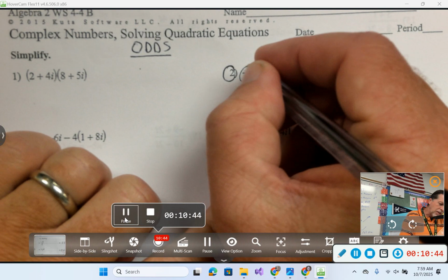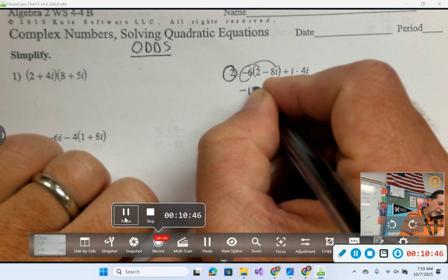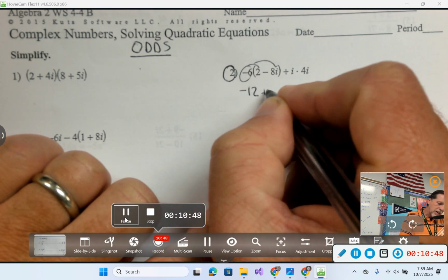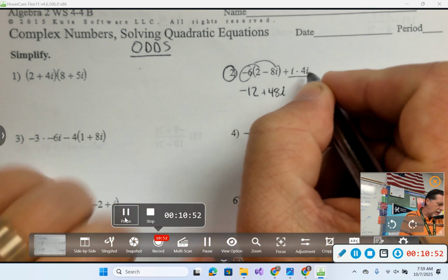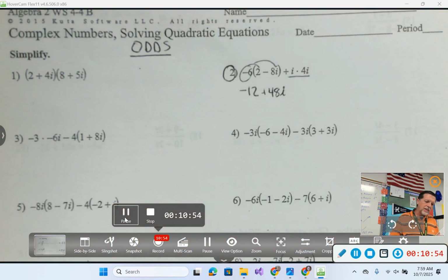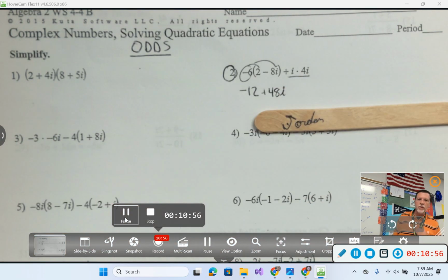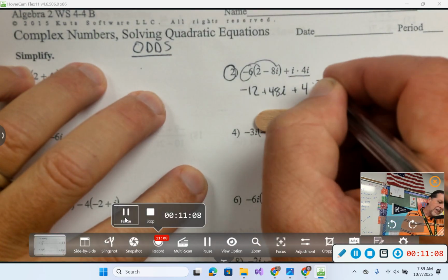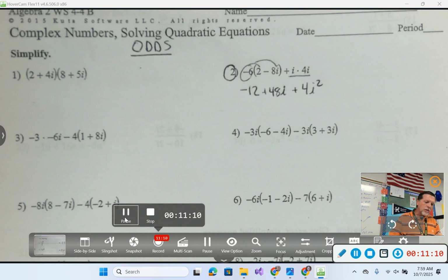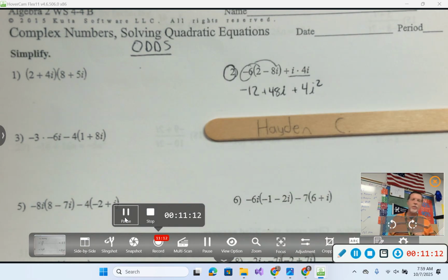If I distribute the 6, I would get negative 12 plus 48i. And then this kind of goes back to yesterday. Jordan, what's i times 4i? 5i squared. Whoops. No, 4i. 4i squared. I'll take that. Nothing wrong with that. But Hayden, what's i squared equal to?